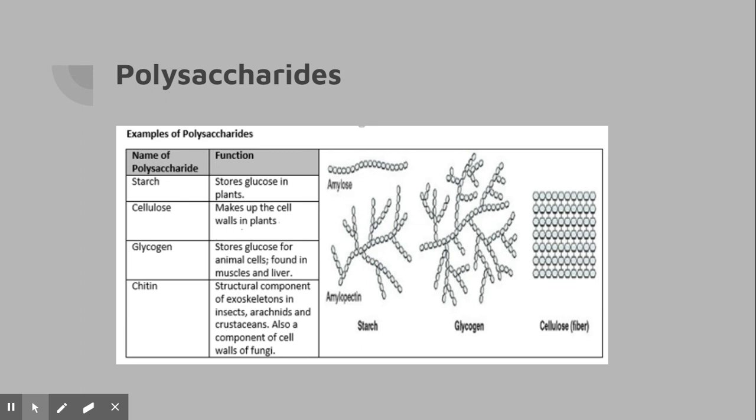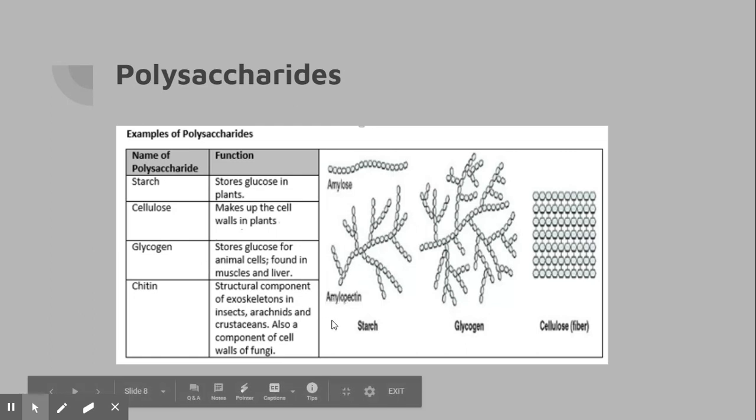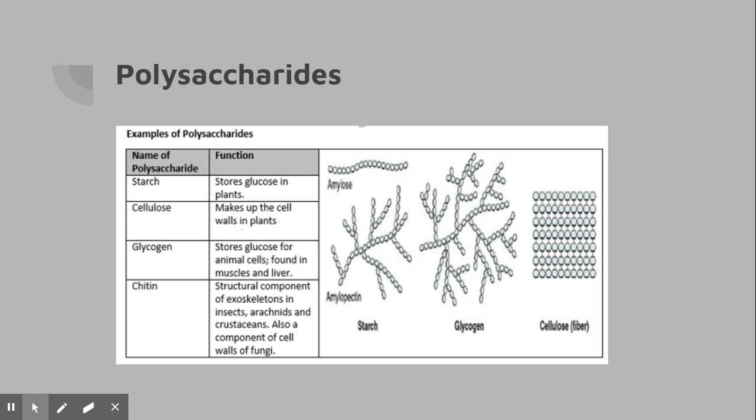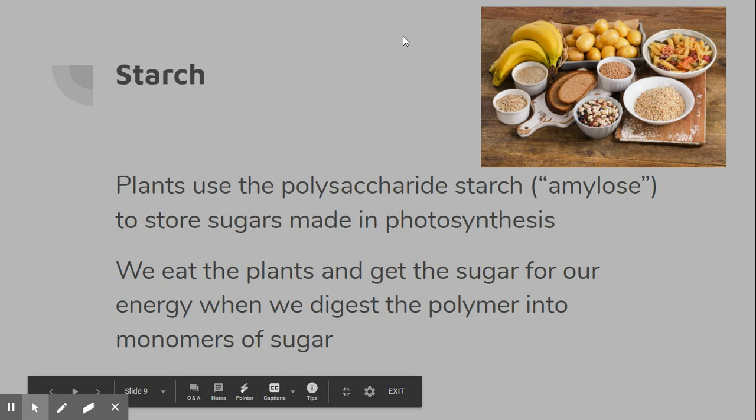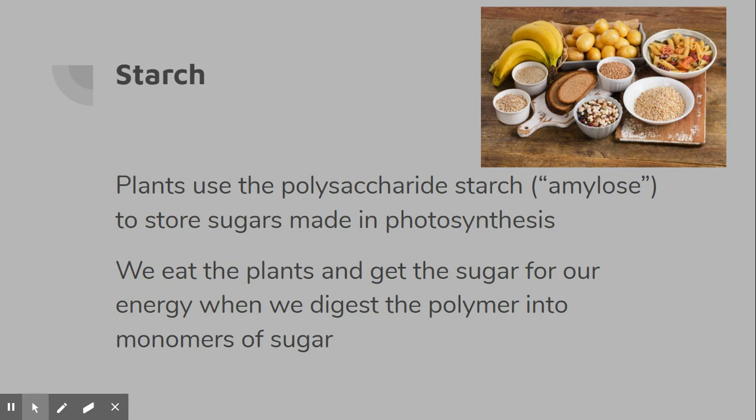glucose in our bodies. And then chitin, this is not chitin right here. I don't know why that's in there. But anyway, chitin, well, maybe that is chitin. Yeah, chitin's kind of branched too, is found in the exoskeleton of insects. Okay, so let's look at each one at a time. So we already said that starch is officially known as amylose. When plants make sugars during photosynthesis, we eat those plants and then we break down the starch into sugar to get energy.